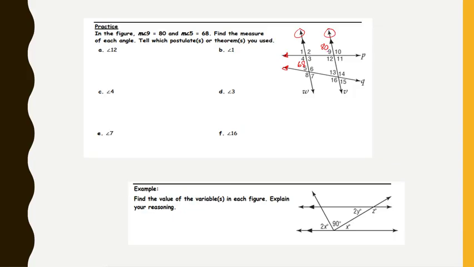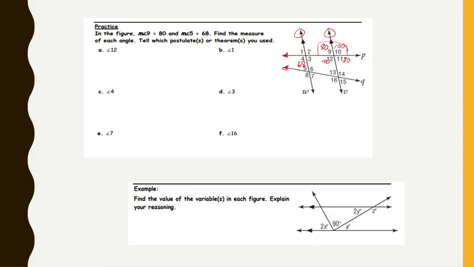So if 9 is 80, let's just kind of do some math here. If 9 is 80, then 11 has to be 80. Okay? And then this is a straight line right here. So this obtuse angle has to be 100. So therefore 12 has to be 100.